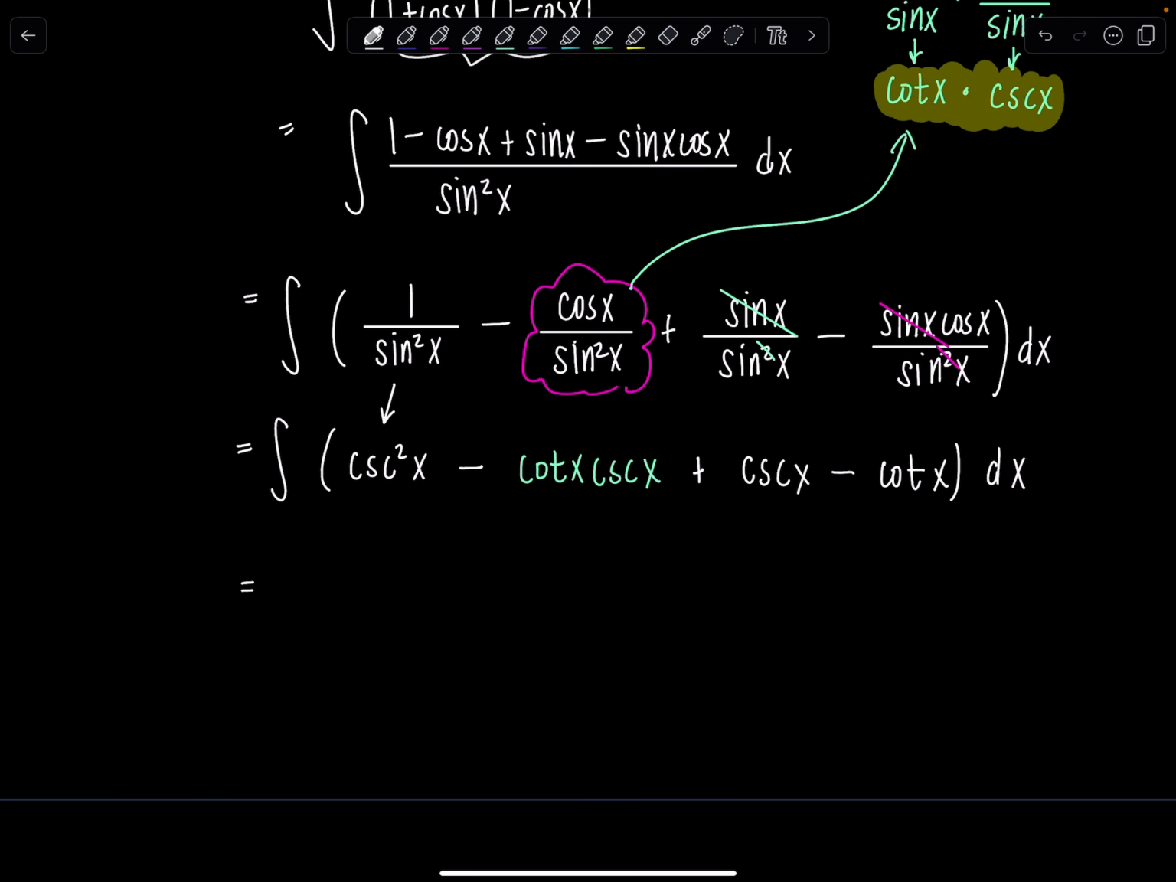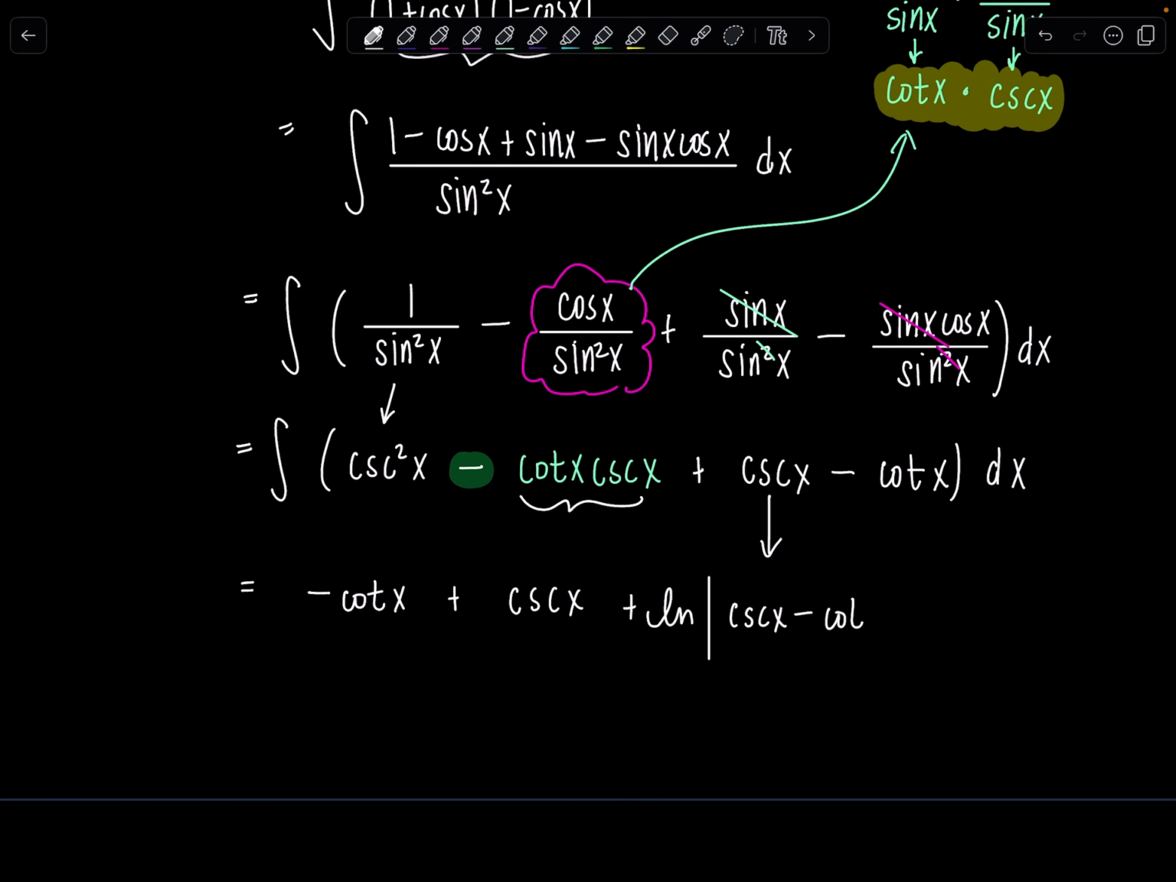Antiderivative of cosecant squared x, negative cotangent x. Very good. Antiderivative of cotangent x cosecant x. It's negative cosecant x. But observe, I already have a minus sign, so that's going to become positive cosecant x. Antiderivative of cosecant x. You have two options. I'm going to use plus natural log absolute value cosecant x minus cotangent x.